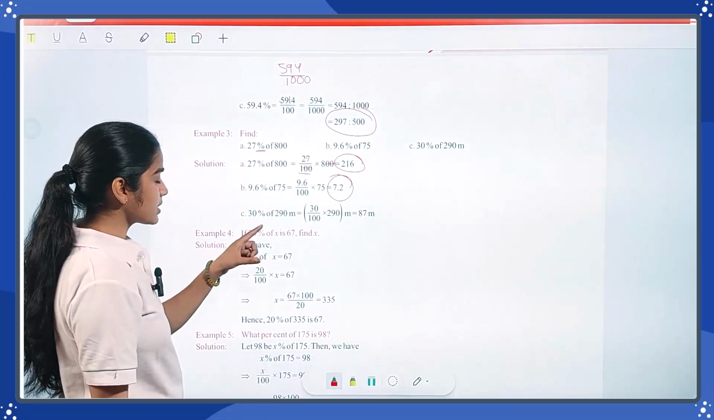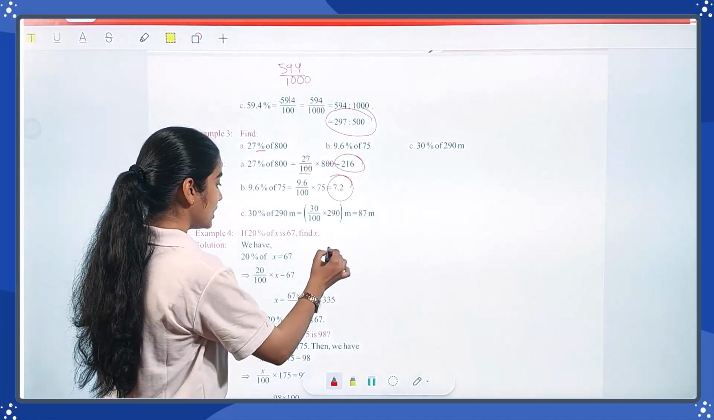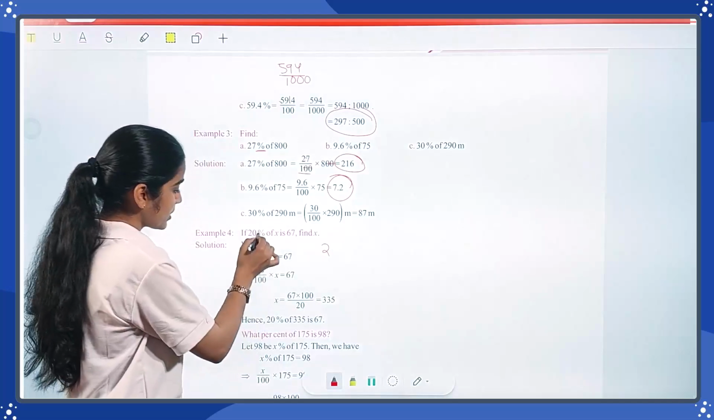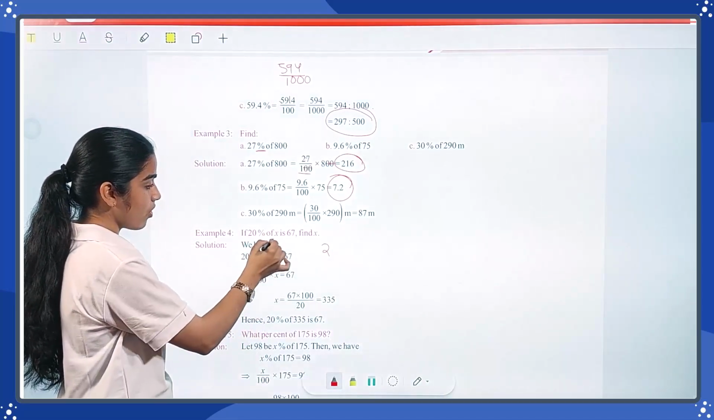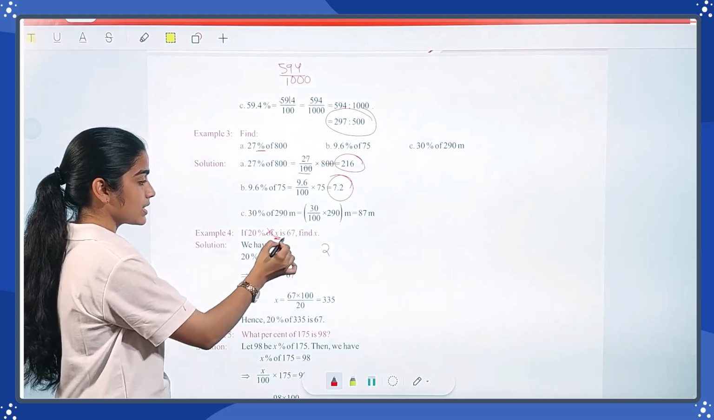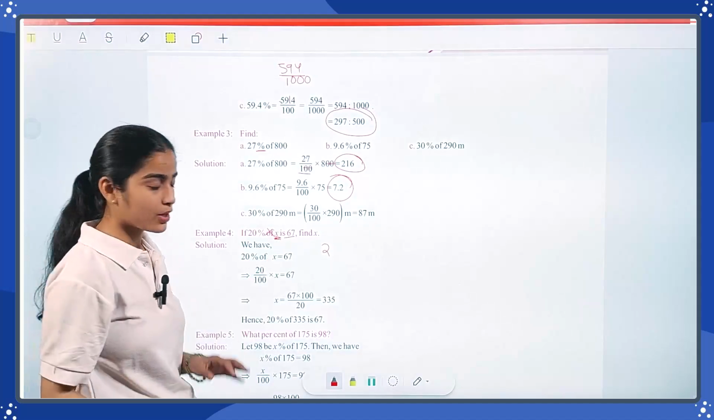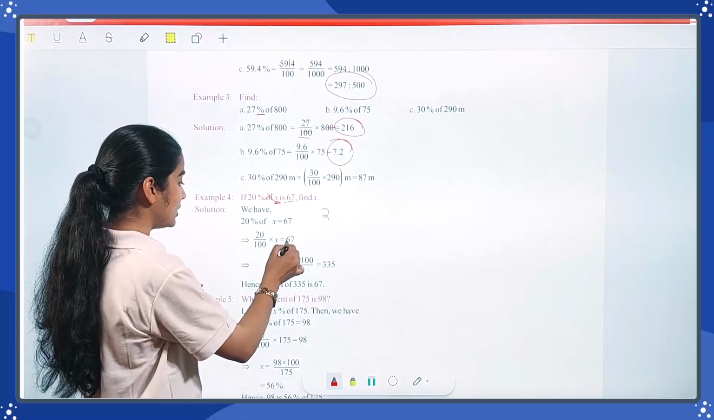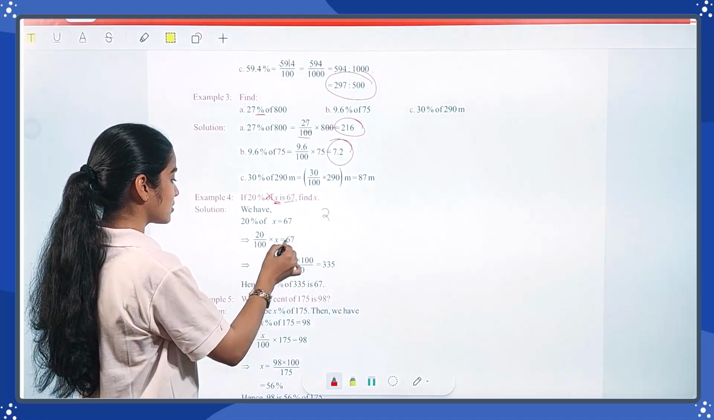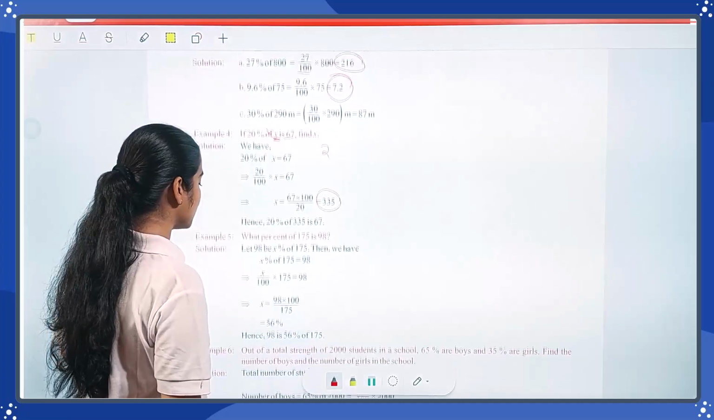We have 20% of x is 67. Find x. So it means 20%. The 20% sign is removed. 100 of x. Of x means multiply. So multiply by x, answer is given, which is 67. Now what you have to do, the linear equation way you have to solve this question. 100 multiplied by 67 and divided by 20. Your final answer is 335.